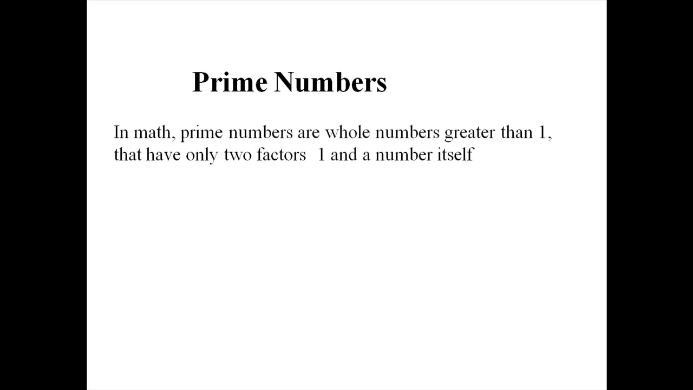In mathematics, prime numbers are whole numbers greater than 1 that have only two factors, 1 and the number itself. For example, 2, 3, 5, 7, 11, 13, 17, 19, etc.